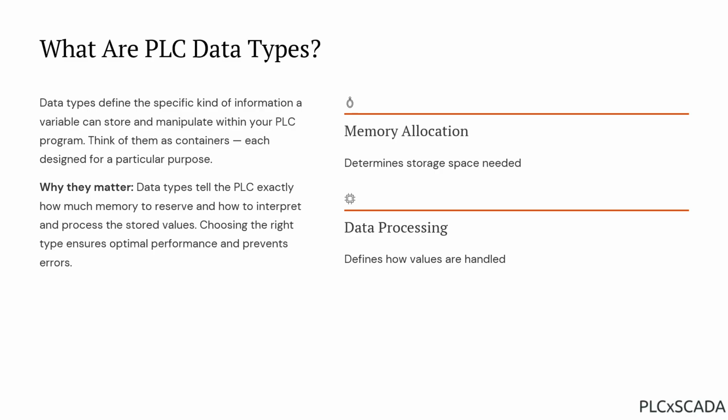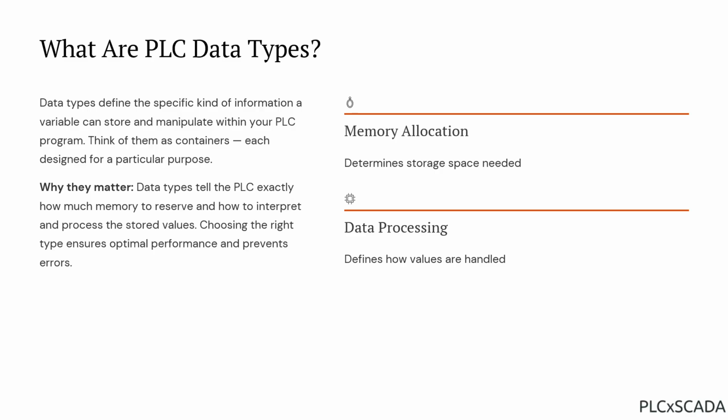Now, what are PLC data types? In any PLC program, the data type defines what kind of information is stored in a particular variable. For example, it can be a simple on-off switch, a simple number, or a simple text message. In this way, the data type decides how much memory we will require in the PLC program and how that particular data is processed in the correct way.